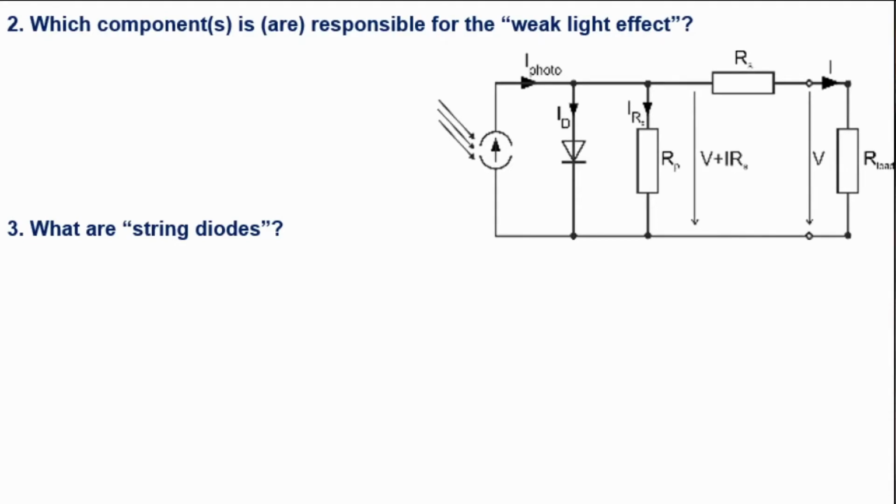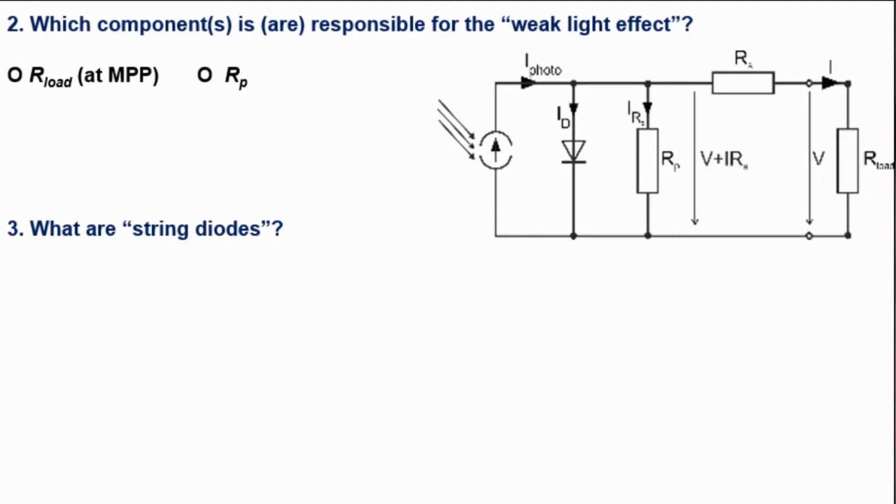The next question, the second question: which components are responsible for the weak light effect? Here we have an equivalent circuit, with diodes and resistances, parallel and series resistances, and the load resistor. Is the load resistor responsible for the weak light effect? No, usually we just put the load resistor close to the maximum power point so we can extract the maximum power from the solar cell or solar module.